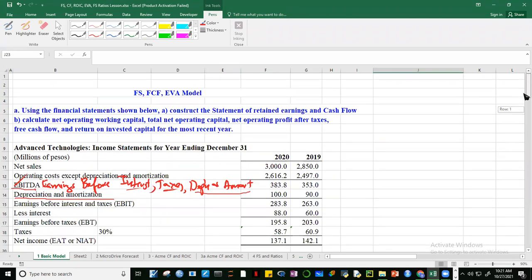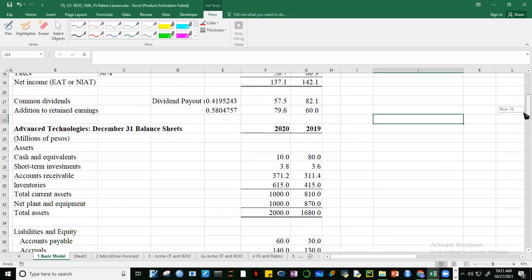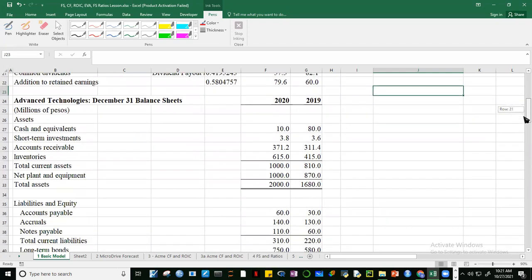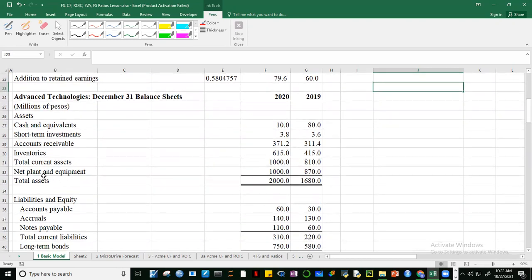Clear so far, guys, with the income statement? No questions? All right, let's go now to the balance sheet. So you have this component. This is your current assets. You have your total current assets, and then your net plant and equipment. You don't have long-term investments, intangibles, or other assets. So these are just the assets, two main categories: total current assets and property, plant, and equipment.